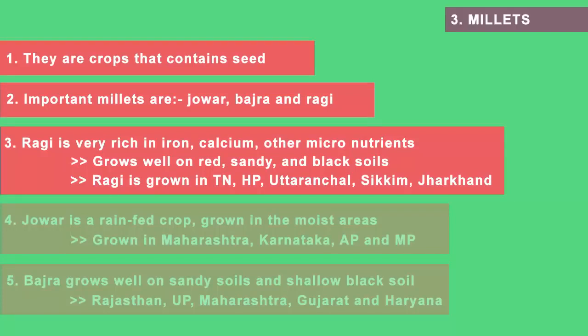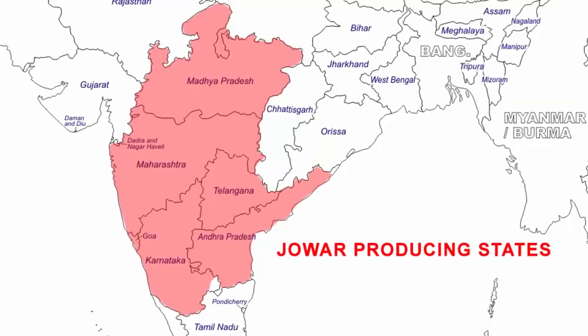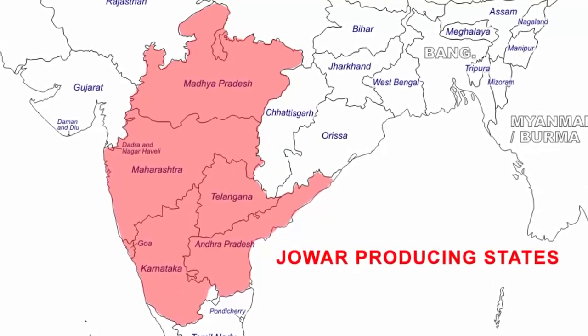So to grow these crops, you need a lot of moisture. Therefore, it is grown mostly in the rain-fed areas. So again, we can call it a monsoon crop. So if it is monsoon, it has to be Kharif. Maharashtra is the largest producer of jowar, followed by Karnataka, Andhra Pradesh, and Madhya Pradesh.